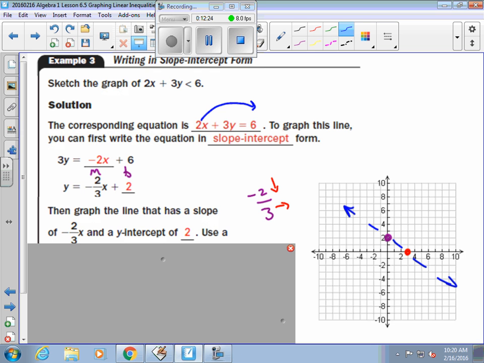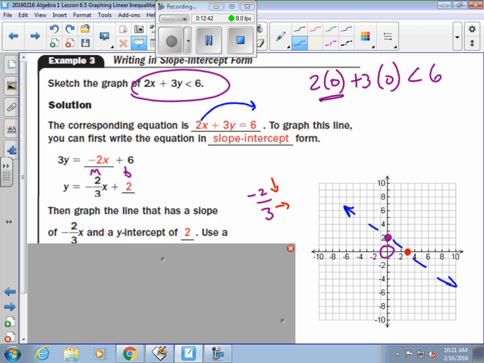Dashed line. Then you have to determine, does 0, 0 make it a true statement or not? It does not pass through 0, 0. So let's test 0, 0. We'll plug it right there. 2 times 0 plus 3 times 0 is less than 6. 0 plus 0 is less than 6. Is that true or false? That is the big mouth eating a big number. Yes. So you shade towards 0, 0 for that case.